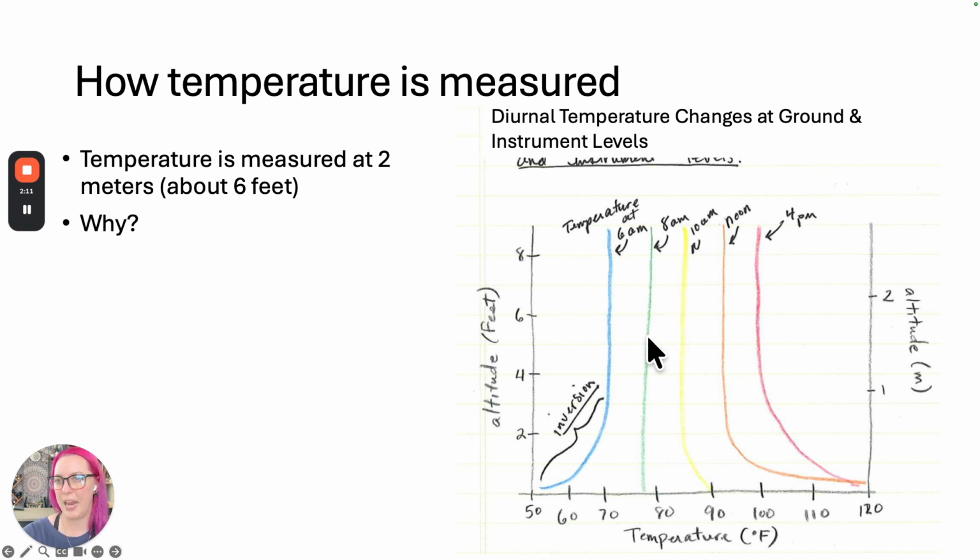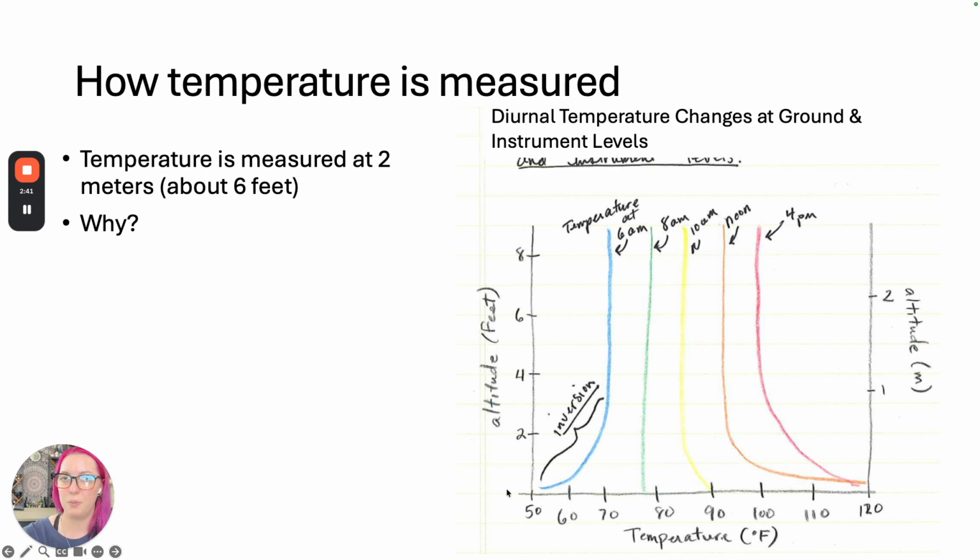And here's a hand-drawn graph to help with your thought process. There's temperature on our x-axis, our left to right axis, and then altitude in feet on our left and meters on our right, for those who think in both. And these different colored lines indicate temperatures at different times. Of course, this is very idealized, very simplified, and just a general idea.